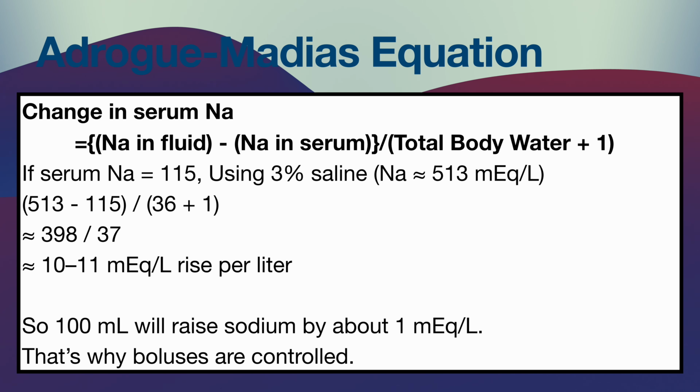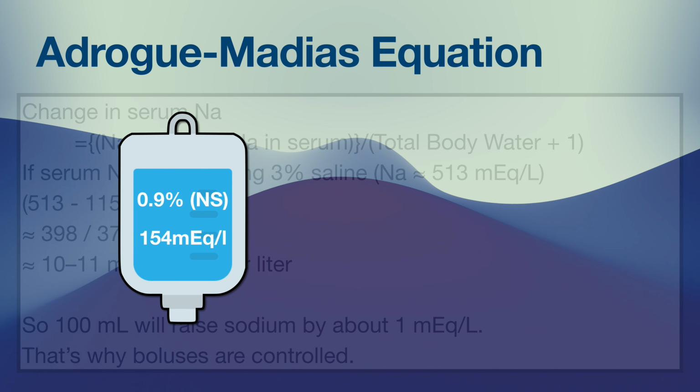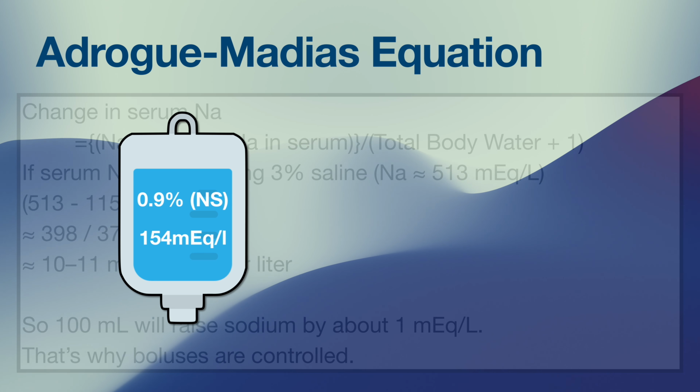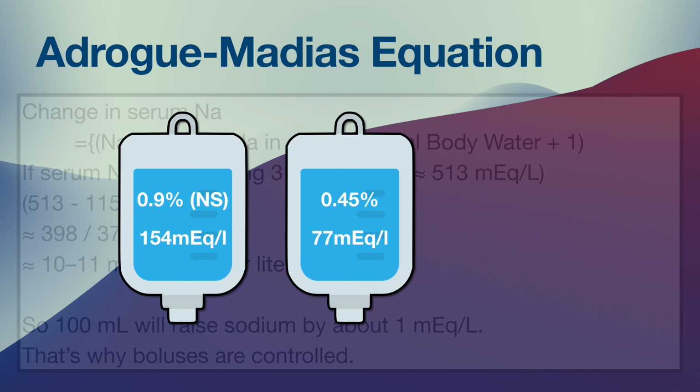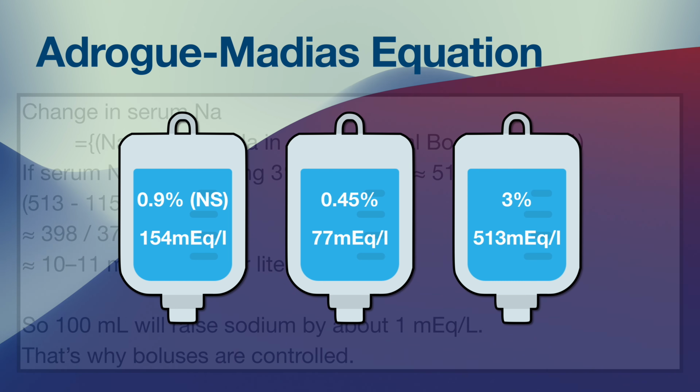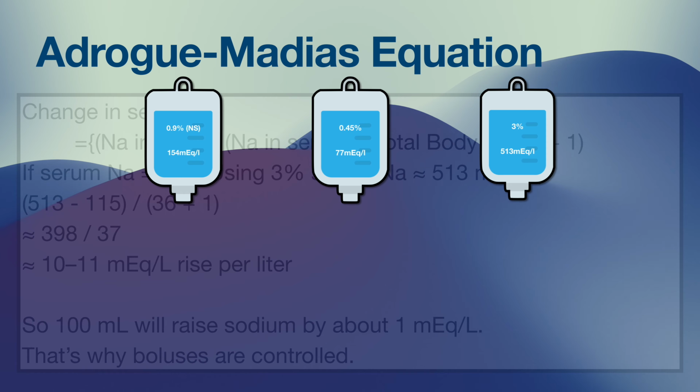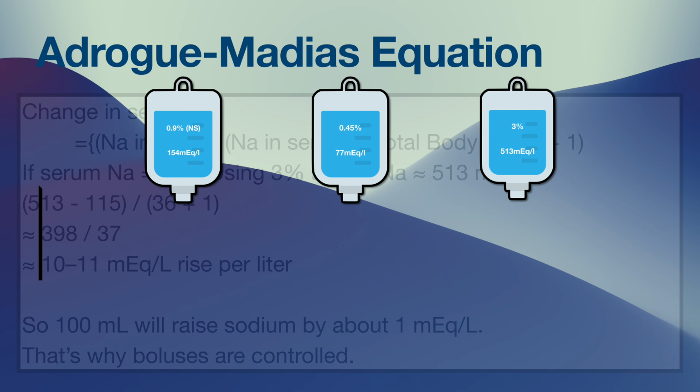Now before you go further, just a couple of things. 1 liter of normal saline contains 154 milliequivalent of sodium. A 0.45% or half normal saline contains 77 milliequivalent of sodium, and a 3% saline contains 513. This is something you should know, and this fact will help you calculate.